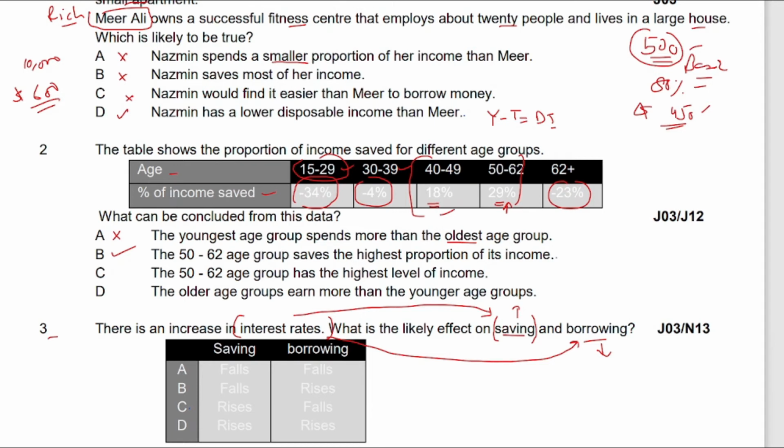so borrowing will fall. Saving should rise, so saving is increasing in option C and option D. We can cross out the other options, and borrowing is falling, so in this case it is rising, and in this case it is falling. So option C is the correct answer, because saving will rise and borrowing will fall.